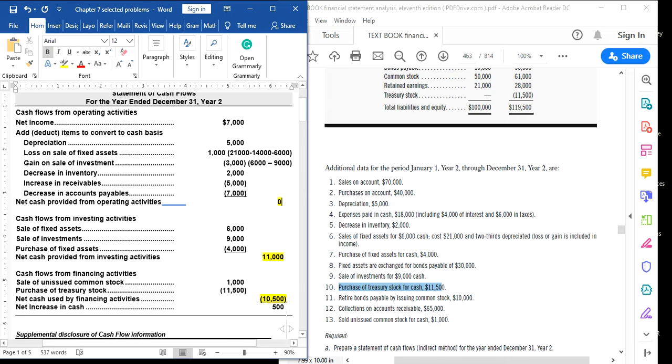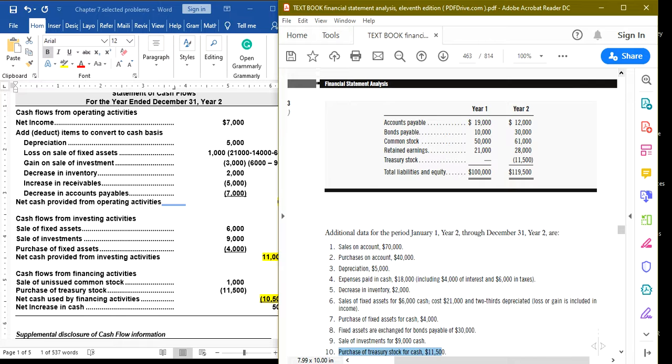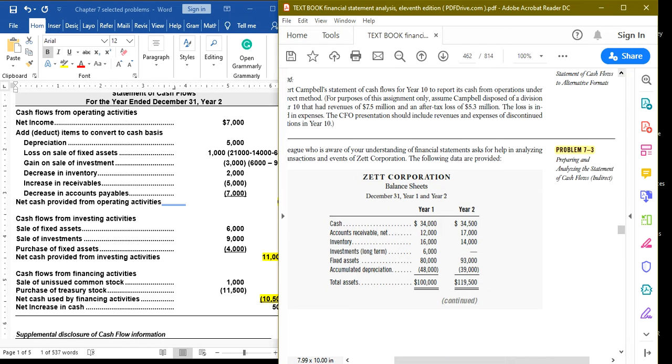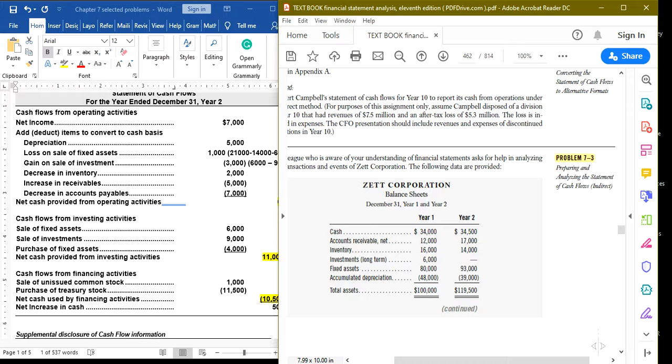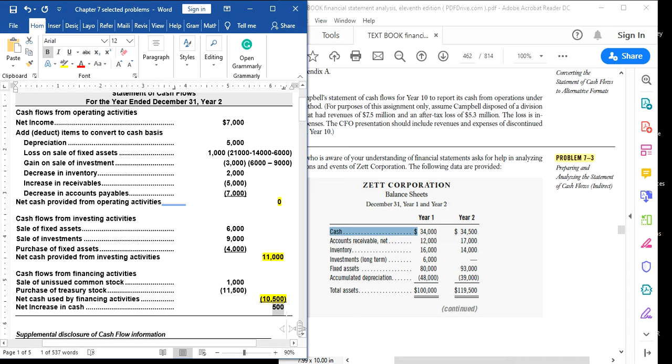Whenever you solve such a question, it's important to know that you can check your final answer. Compare the final answer over here with the given answer over here. Cash, $34,500 minus 34,000 will be 500, which is what we obtained over here.